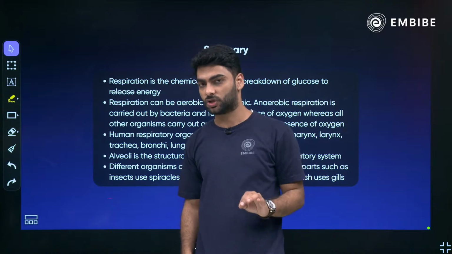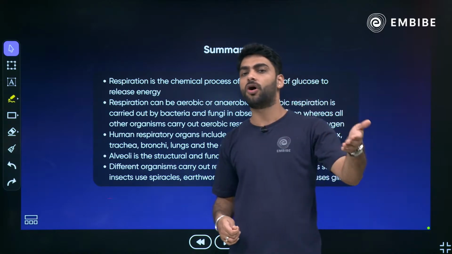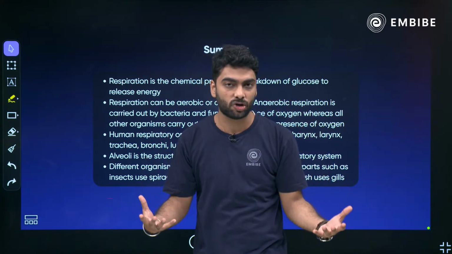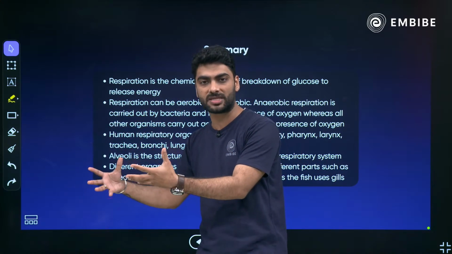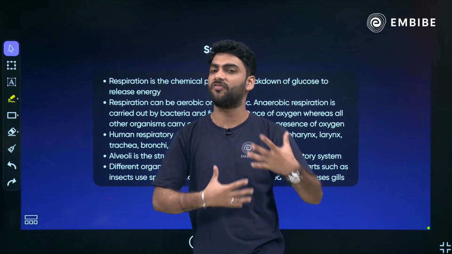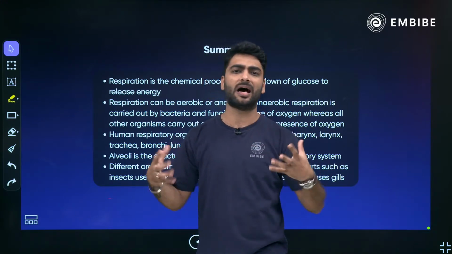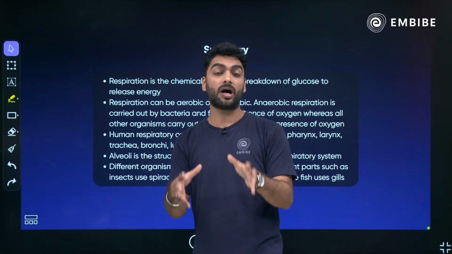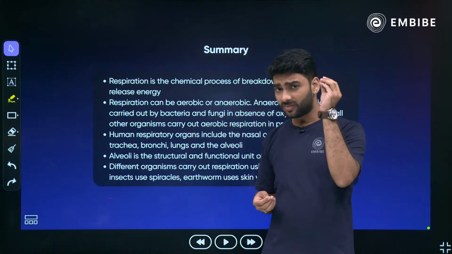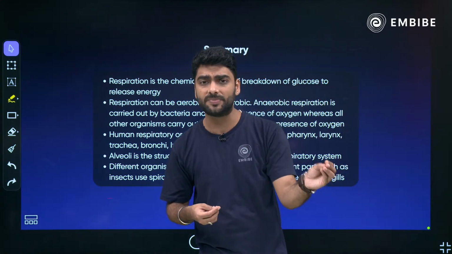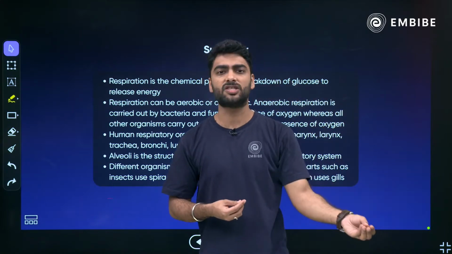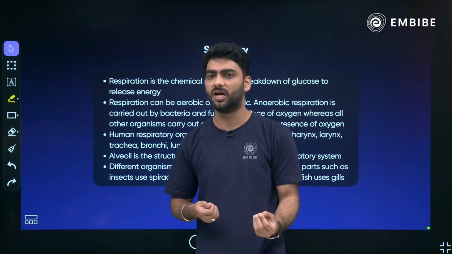We also understood how different organisms use different respiratory organs. We understood the human respiratory system. We understood the nasal cavity, pharynx, larynx, trachea, bronchi, bronchioles, alveoli, lungs, diaphragm, everything. We spoke about the respiration in different organisms like the cockroach, the grasshopper, the earthworm, the fish.